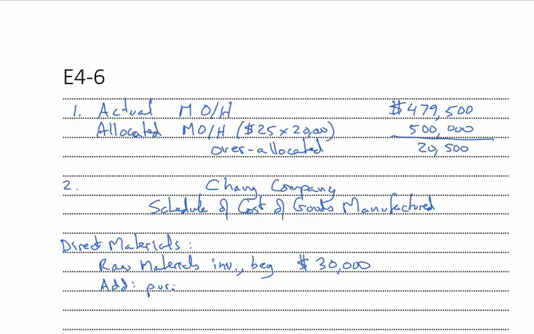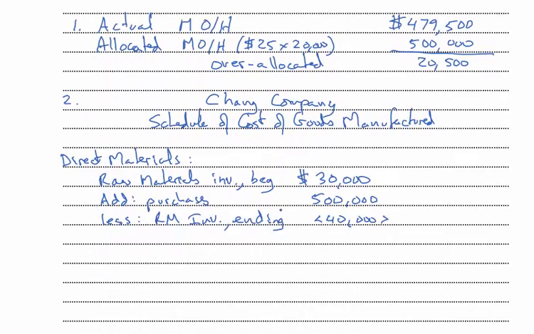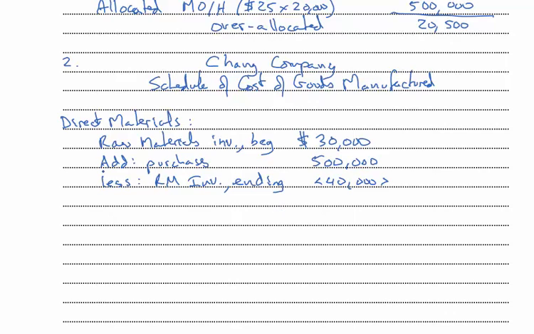Add purchases, 500,000 less material inventory ending, and that was 40,000. And I like to put brackets in there just to remind myself that we're subtracting it here. Although because it says less here, technically the brackets are not required.